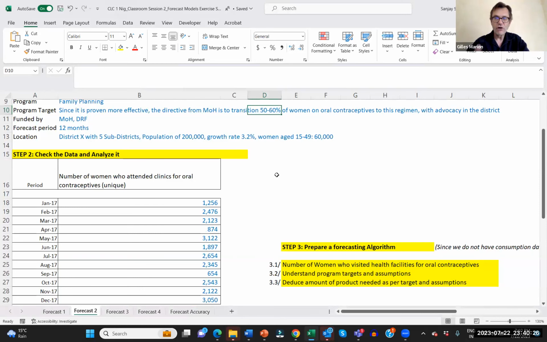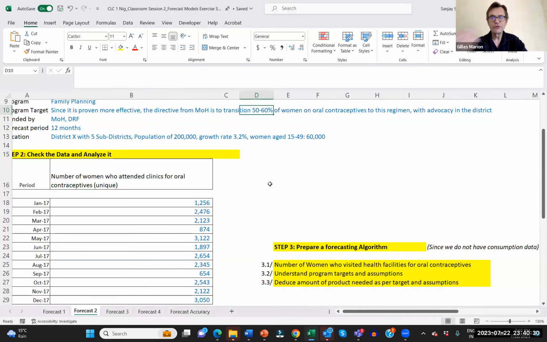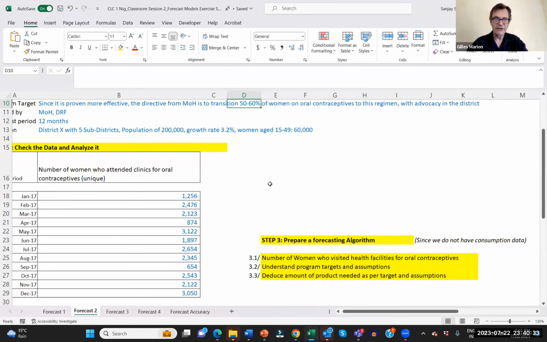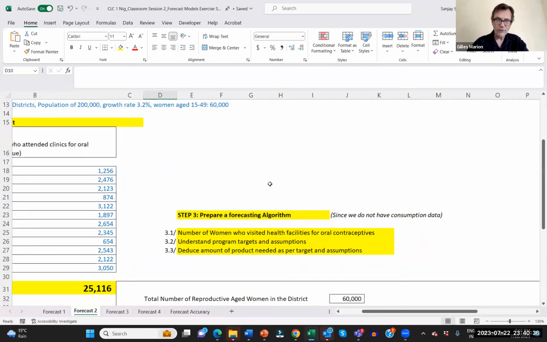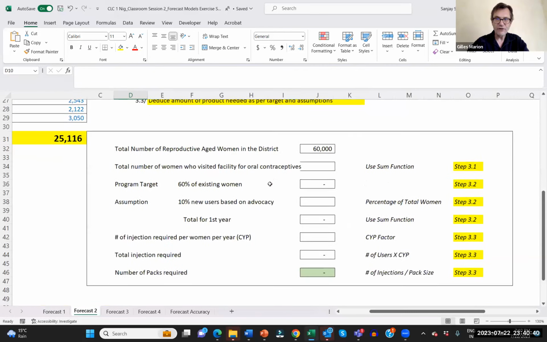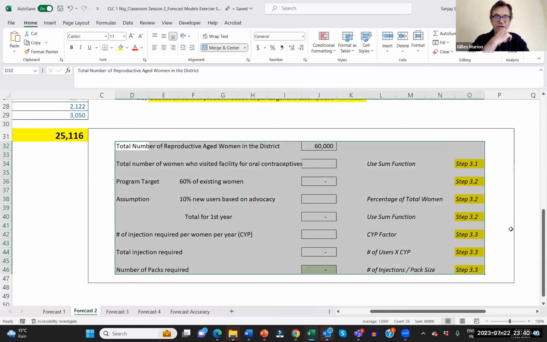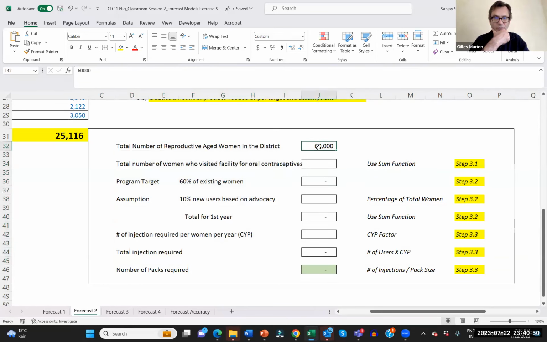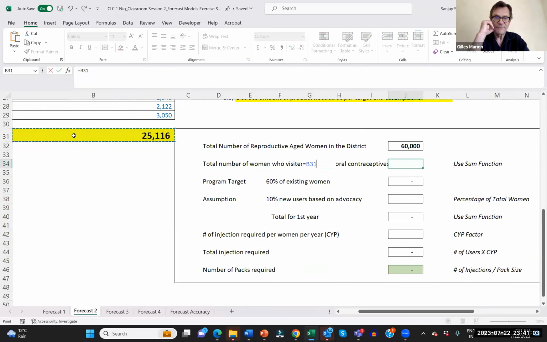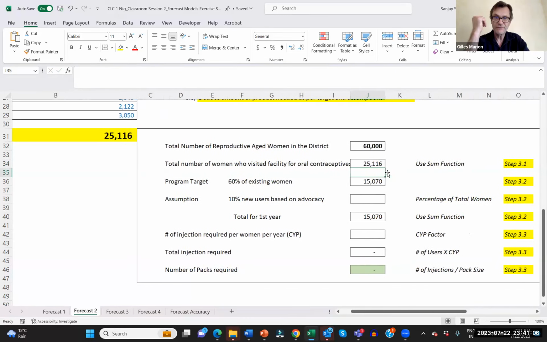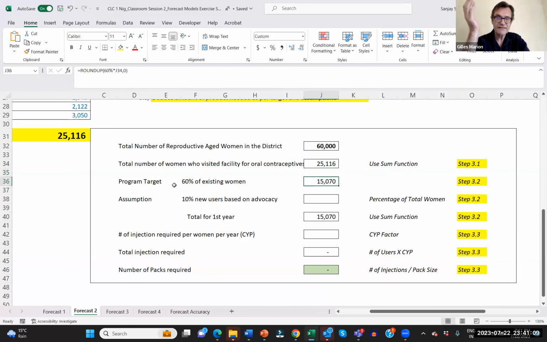The target for the project is to move 50 to 60% of persons who are under oral contraception to injectable contraception. So we are moving for that, and therefore we'll have to deduce the number of targets. Here we have the number of women of reproductive age in the district, which is 60,000. The number of women who have visited the facilities for contraception is 25,000. The program target is 60% of existing women who are under oral contraceptive.